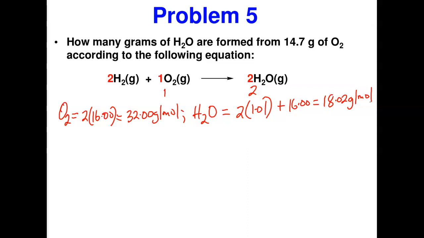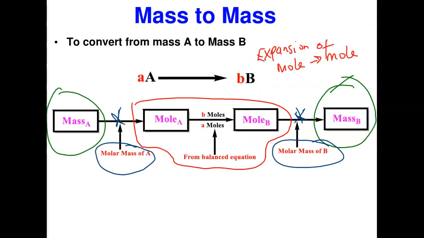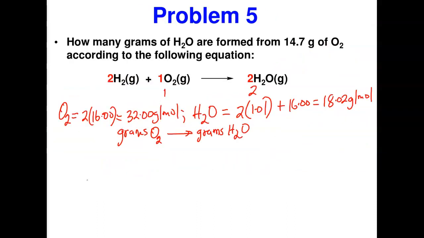The basic idea here is that we want to convert from grams of oxygen to grams of H2O. However, look at this chart, we first have to convert the grams of oxygen to moles of oxygen using the molar mass. That's the first step. So we're going to draw a long table to do this. I'm going to start with my oxygen. How much oxygen do I have? 14.7 grams of oxygen. I'm going to draw a long line as I move.